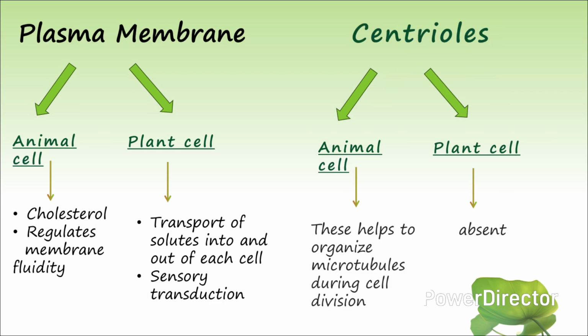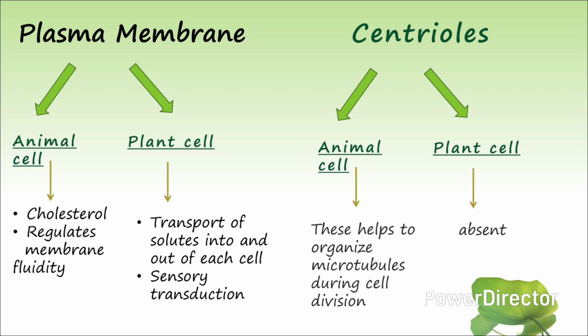Next is plasma membrane. It is also called cell membrane. In animals, the plasma membrane consists of cholesterol, which regulates membrane fluidity, which varies according to the temperature of the cell's environment. Whereas in plants, the plasma membrane serves two main roles, that is, transport of solutes into and out of each cell and sensory transduction. Plant cells lack cholesterols, sterols.